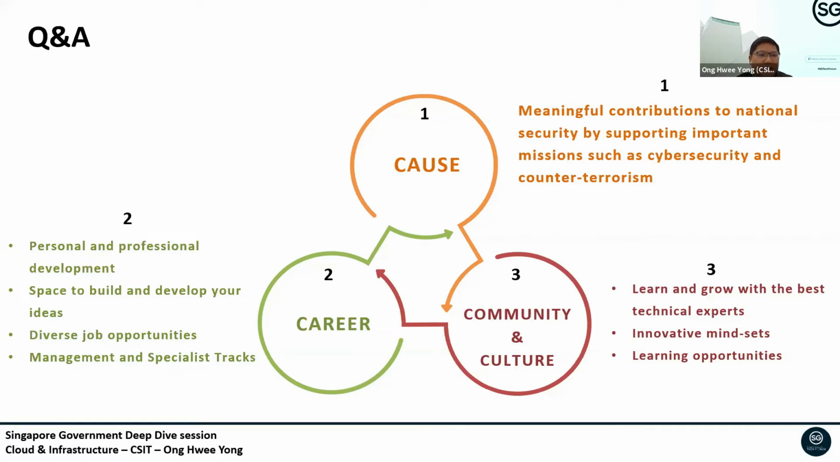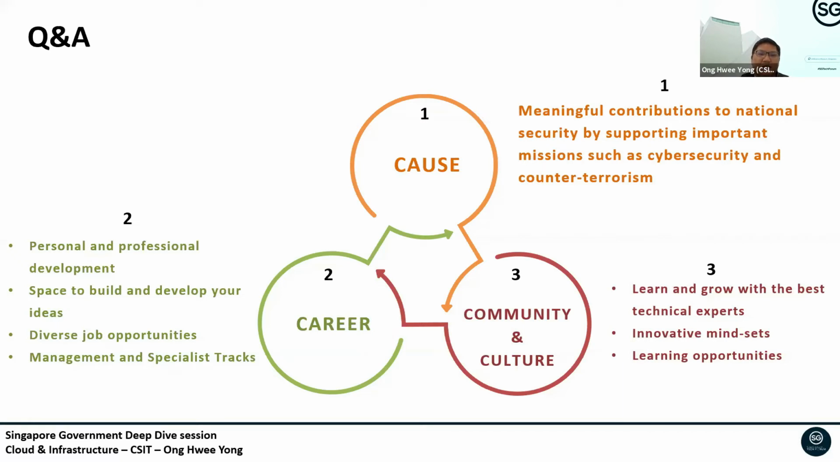Lastly, in CSIT, we provide a dual career path. So we have this management track as well as a specialist track. If someone likes to manage people, he can pursue a management track. And if someone wants to go deep in his technical domain, he can stay in a specialist track and deepen his technical skills.